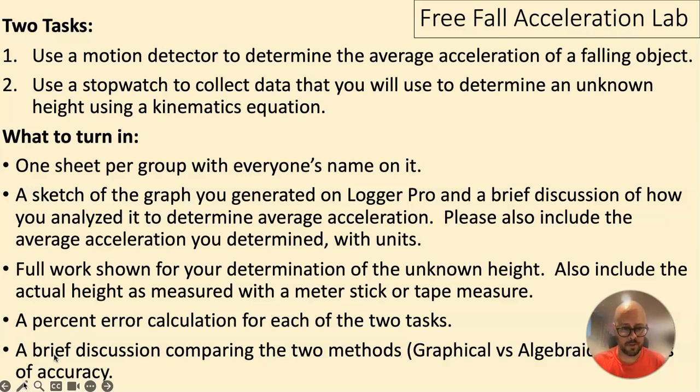You'll then have 2% error values, and so using those, you're going to decide which method of working with free fall is more accurate. And where it says brief discussion, that just means write 1 or 2 sentences about why you think the more accurate method was the more accurate method.